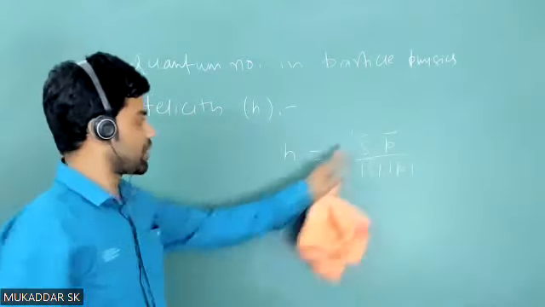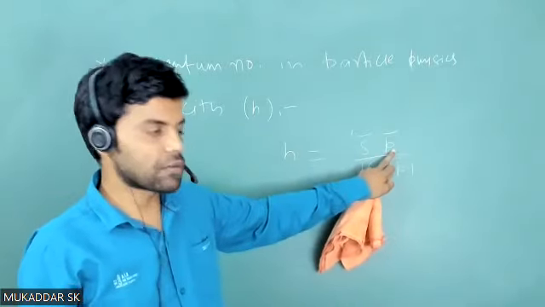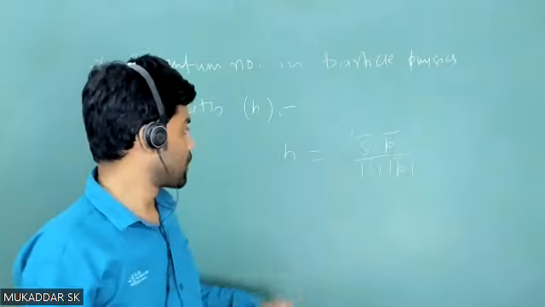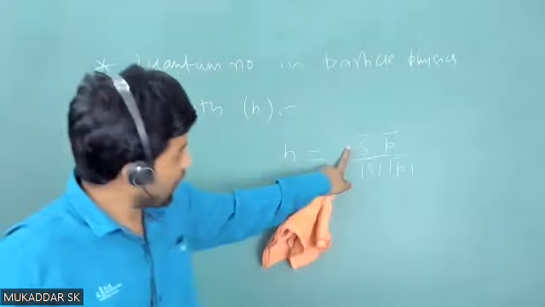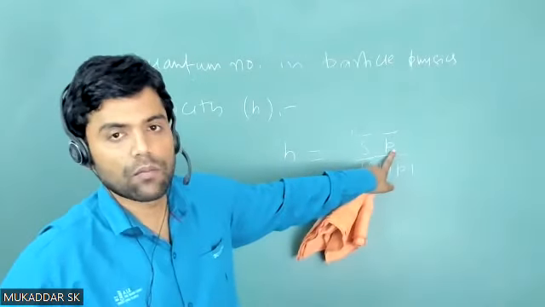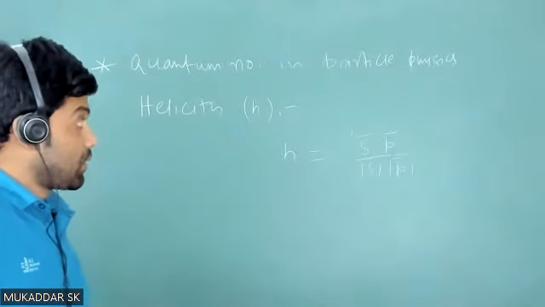So it is defined as projection of spin along the direction of linear momentum, और इसको क्या बोलते हैं? Direction of flight भी बोलते हैं. Projection of what? Projection of spin of a particle along the direction of its linear momentum. और इसको direction of flight भी बोलते हैं.